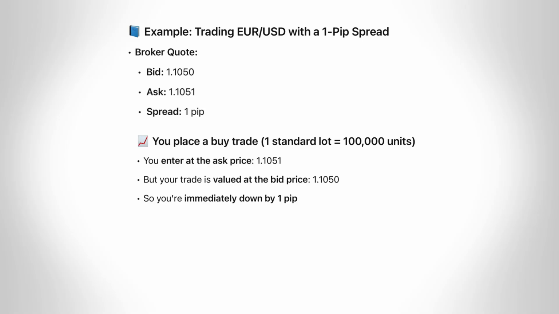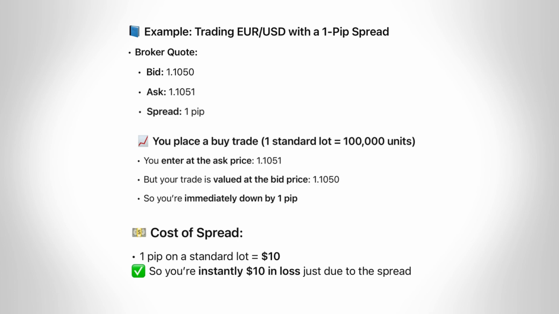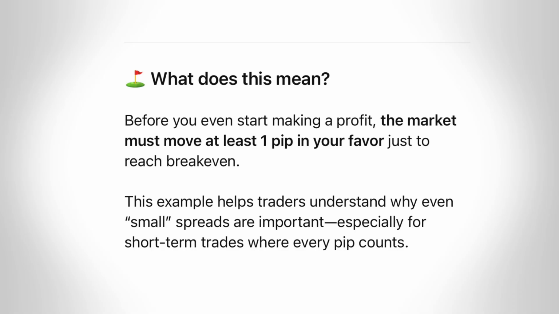You are immediately 1 pip down. With a standard lot, 1 pip is equal to $10. So you are starting with a $10 loss purely because of spread. So I hope you understand this. This means that the market needs to move 1 pip in your favor before you break even.